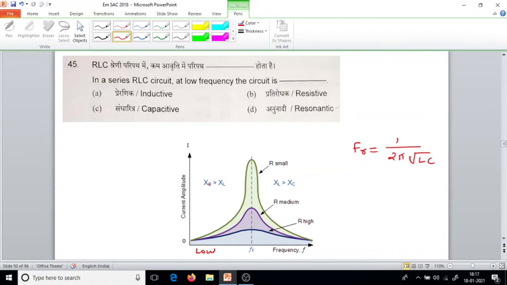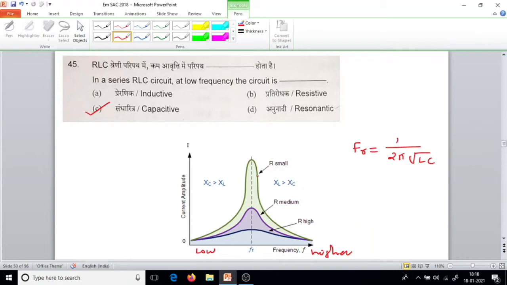In the low frequency region, capacitive reactance is leading. So the circuit is more capacitive. The answer is option C. But at the higher frequency, inductive reactance is leading. And there is one more relation you can find from this.